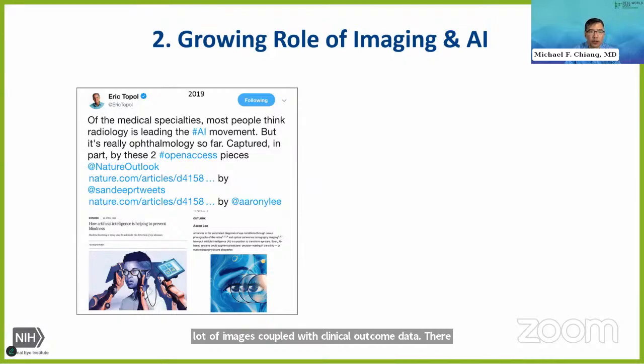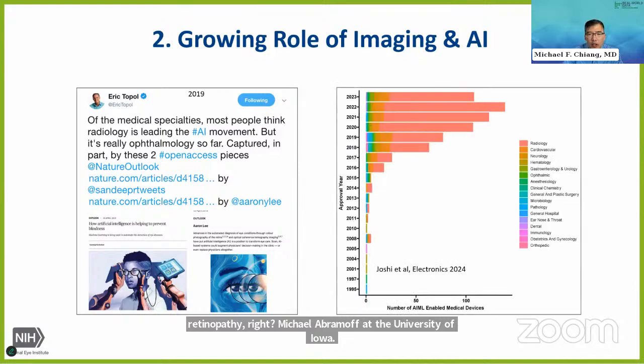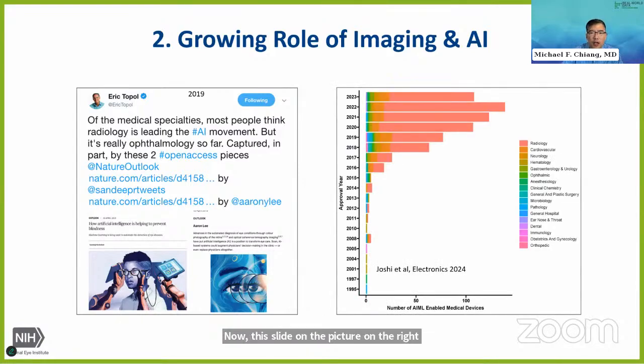And all of you know that the first FDA-approved AI for autonomous use in any area of medicine was for diabetic retinopathy, right? Michael Abramoff at the University of Iowa. Now, this slide on the picture on the right here shows data from this past year. These are number of FDA-approved AI systems by field of medicine, and radiology is number 1 in orange by a really large margin. Okay, so in ophthalmology, we're down at number 6 right now.